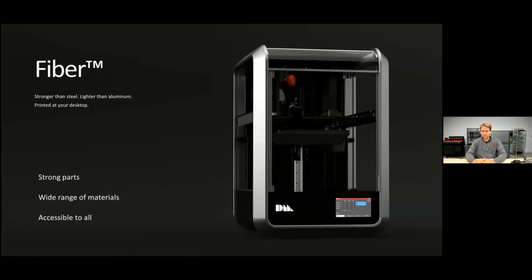So, as I mentioned before, with Fiber, we commonly like to say: stronger than steel, lighter than aluminum, printed at your desktop. And I'm going to justify this statement to you over the next couple of slides, and you'll understand what I mean. But Fiber really allows you to create these incredibly strong parts in a wide range of different materials, and we're making it super accessible to everyone.